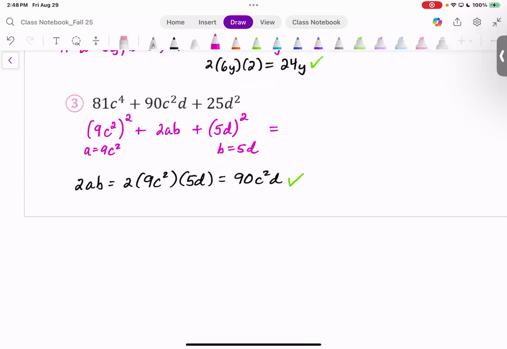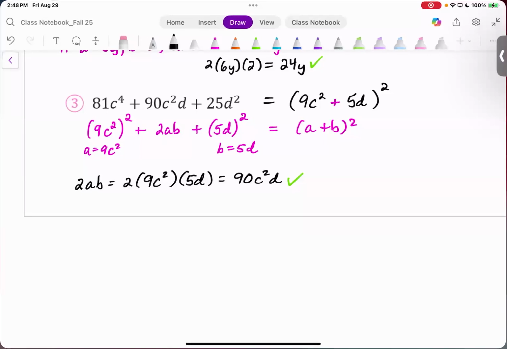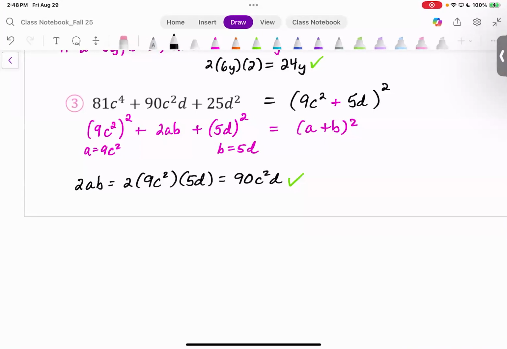So this is going to give me my a plus b squared. So what is my a plus b? That is my a was 9c squared plus my b, which was 5d, and that's what's being squared. I make sure that since I have a c squared and I have a 9, this is 3 times c squared, but 5d is not a square term, so I don't need to try to break this down further, and that's our final answer.